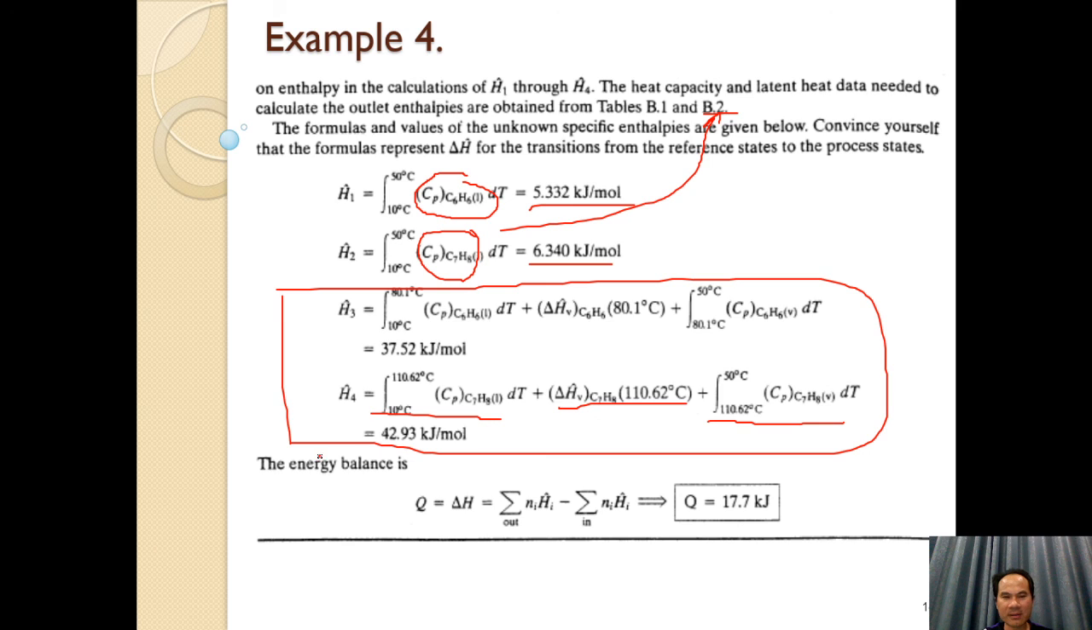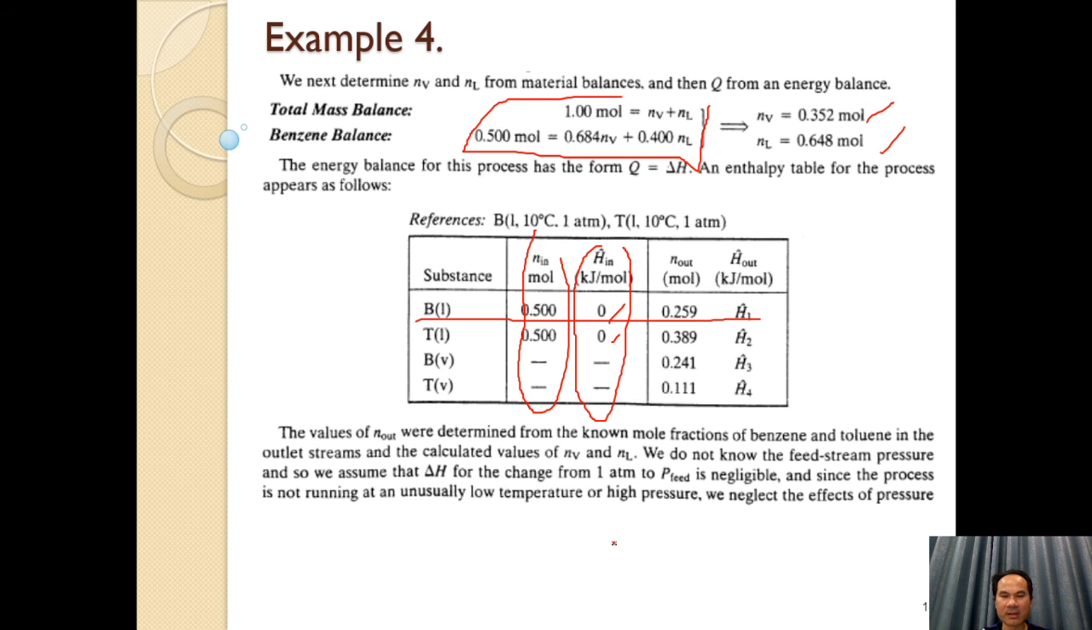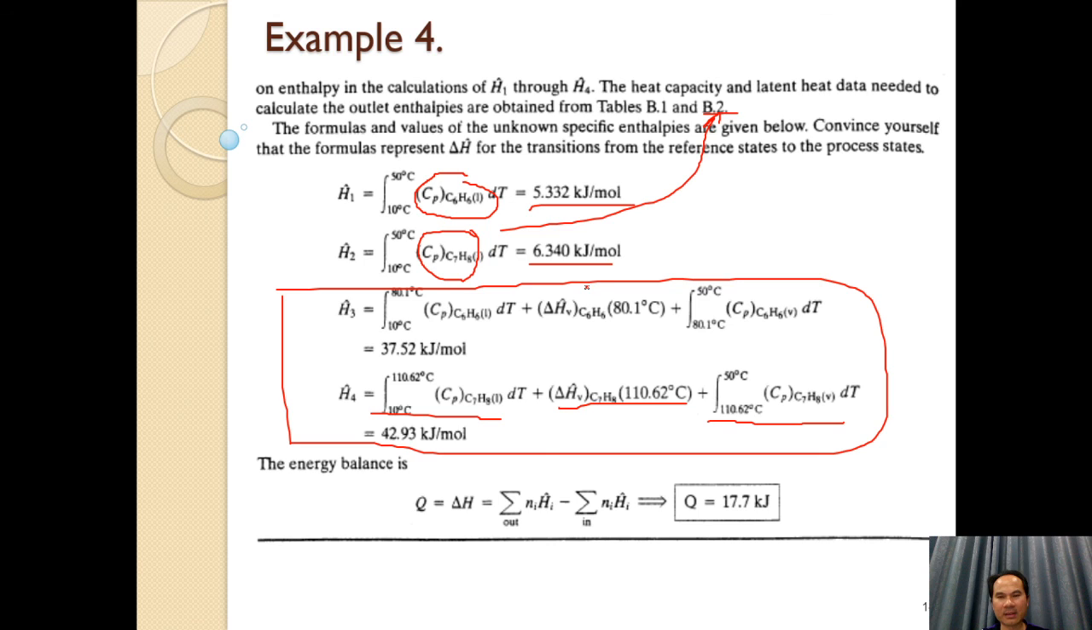Then finally you calculate Q equal to delta S, with delta S equal to the summation of Ni Si of output minus the summation of Ni Si of input. In this case, output is 0.259 multiplied by S1 plus 0.3989 S2 plus 0.241 S3 plus 0.111 S4, minus 0 for input. And then you get 17.70.